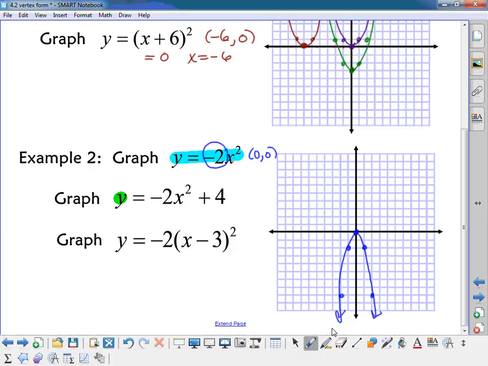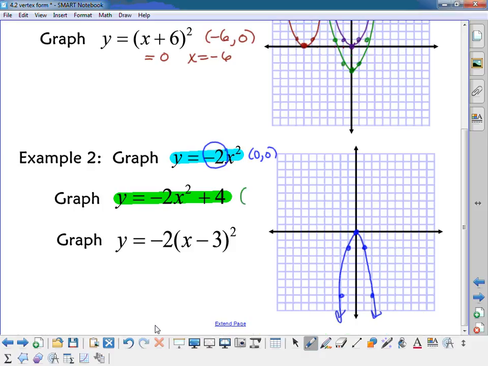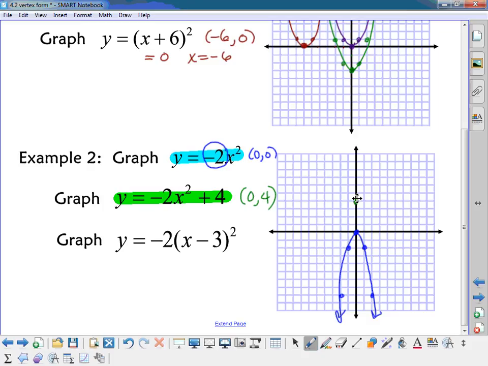If we decide to do the next one, if the thing that's being squared, the x, is 0, where's the y going to be on that one? 4. At 4. So go ahead and graph the one that I just highlighted in green, negative 2x squared plus 4. All right, so any questions on that one? Did everybody end up with this? It looked like it as I was walking around.